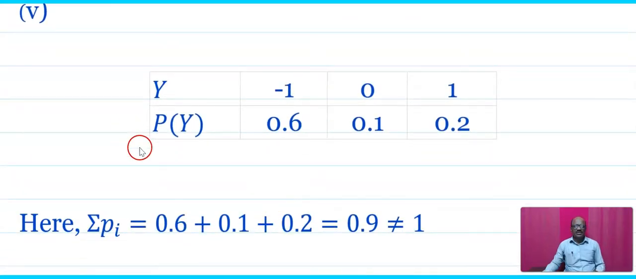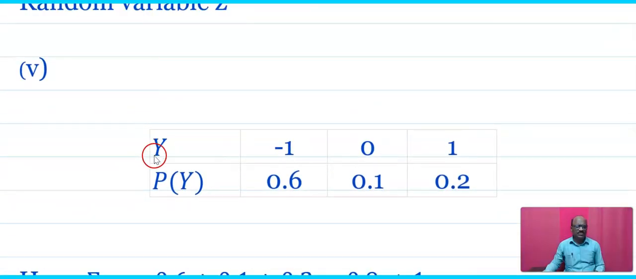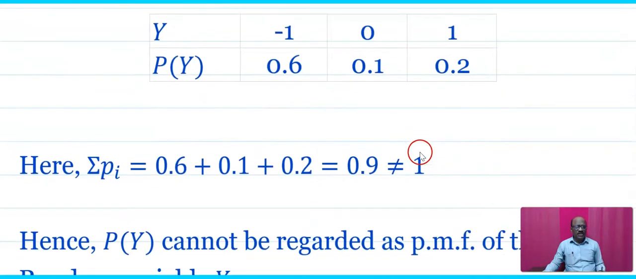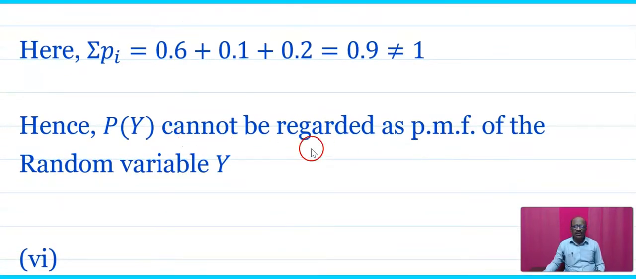Next problem, that is the fifth problem now. The random variable Y has values minus 1, 0, and 1. What about their probabilities? 0.6, 0.1, and 0.2. If we add them, then the summation of the probabilities is not equal to 1, it is 0.9, and therefore P of Y cannot be regarded as the PMF of the random variable Y.